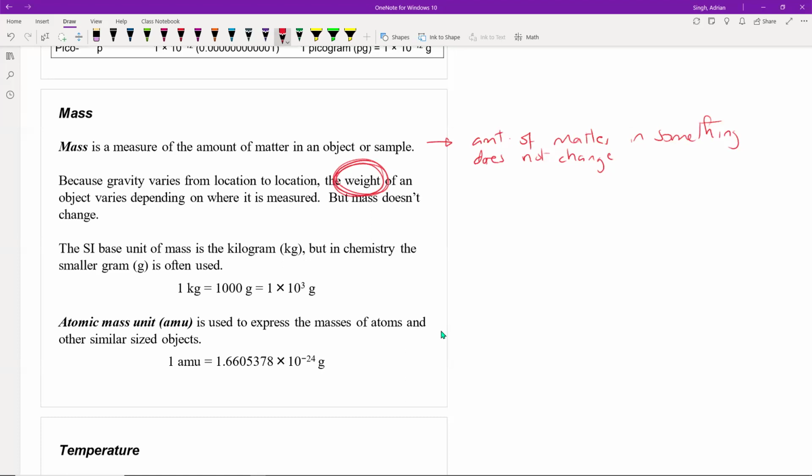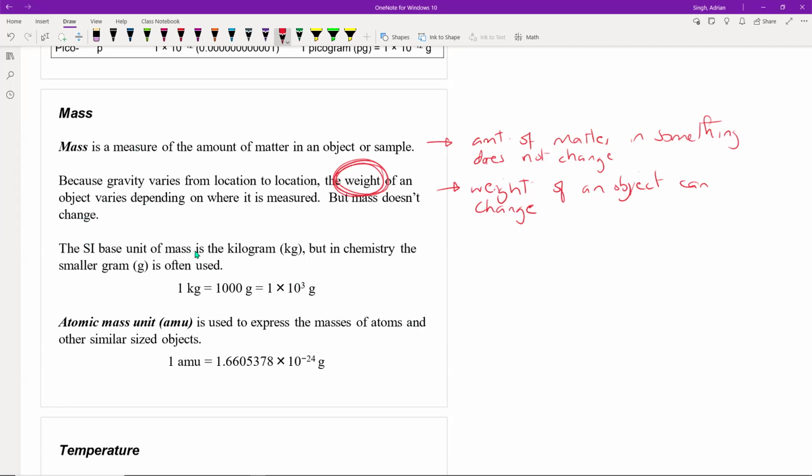Weight actually is a measure of the gravitational force on an object, and that depends on gravity. And obviously, gravity varies from location to location, so the weight actually can change. So for example, something has a weight here on Earth, and the weight is going to be different on the moon, for instance, where the gravity is less. Whereas the mass of that same object on Earth is going to be the same mass on the moon because the amount of matter in it is constant.